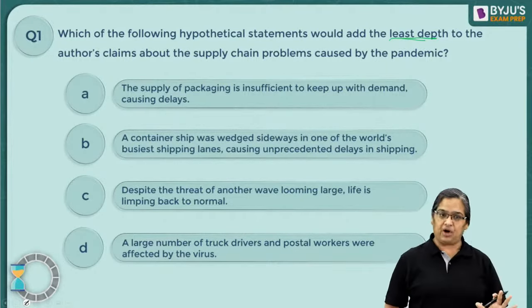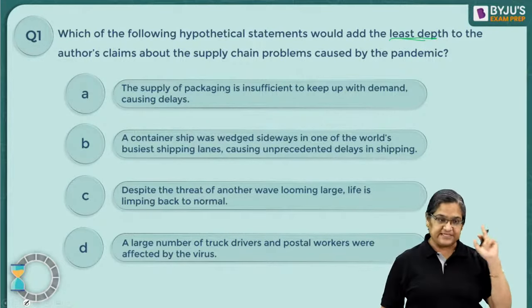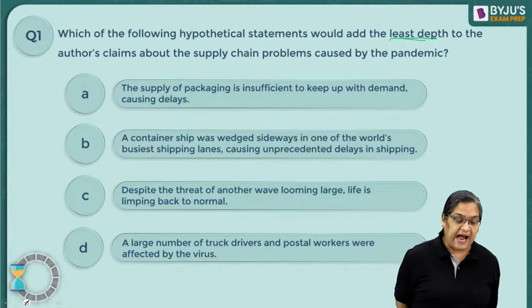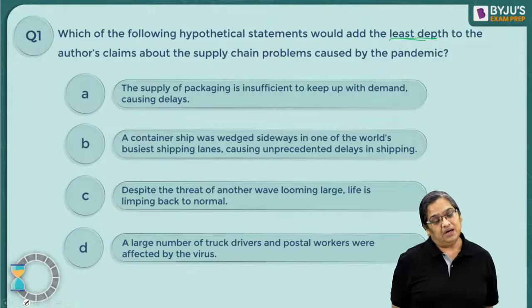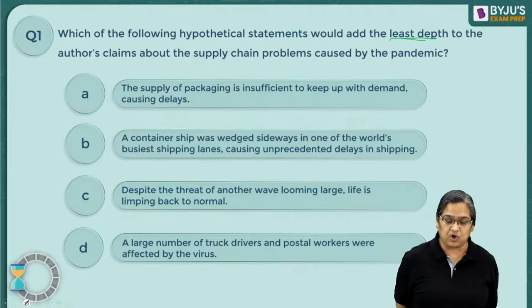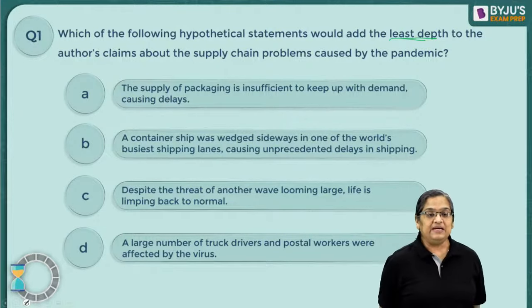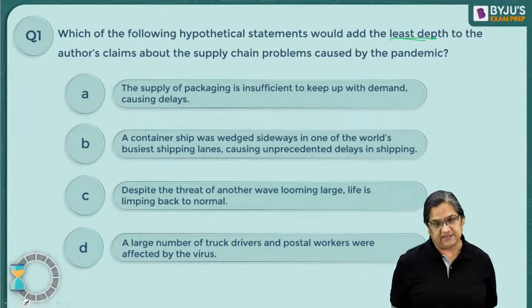Okay, now let's just quickly look at the options and then I will start the timer. If you want to look at some particular part of the passage, I'll show it to you, else I'll just explain the relevant part. A: The supply of packaging is insufficient to keep up with the demand, causing delays. Would this add depth to the author's claim? Lots of problems were caused to the supply chain, yes or no? B: A container ship was wedged sideways in one of the world's busiest shipping lanes, causing unprecedented delays in shipping. Would this cause problems? C: Despite the threat of another wave looming large, life is limping back to normal. D: A large number of truck drivers and postal workers were affected by the virus. Now quickly key in the answer which you think adds least depth to the author's arguments.